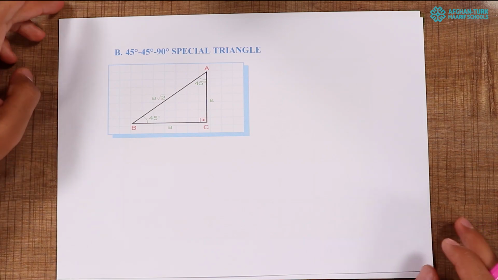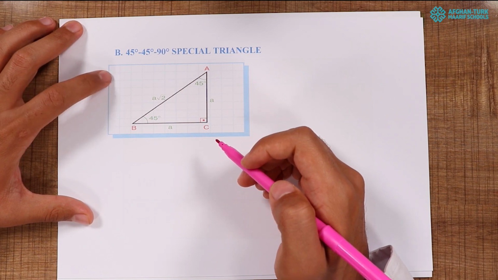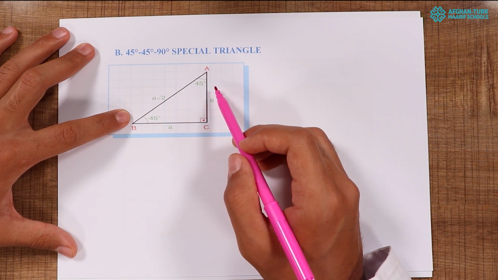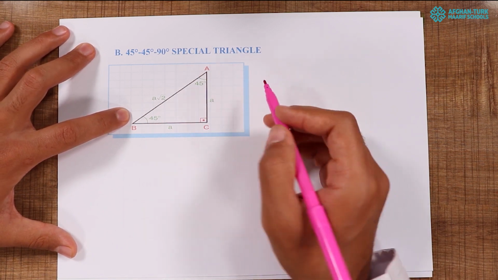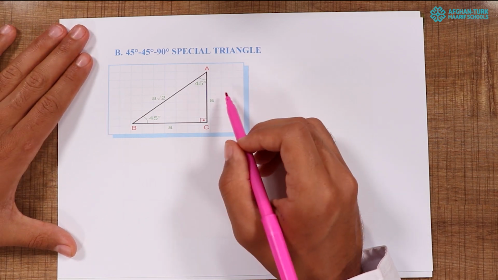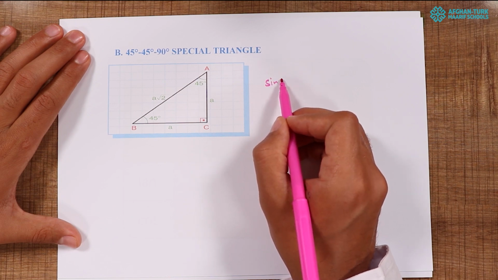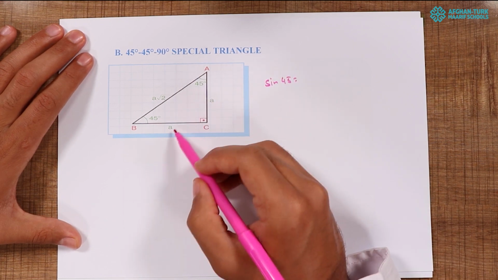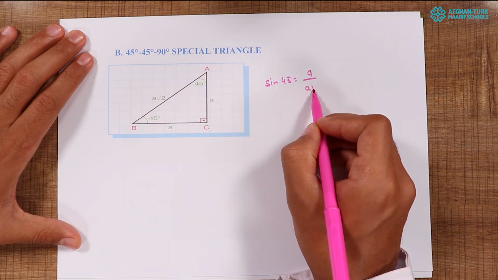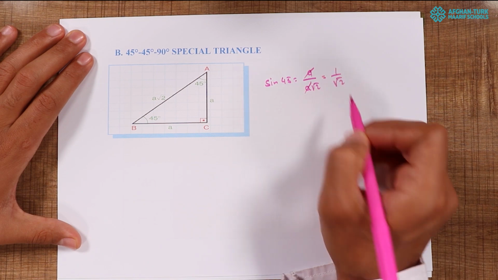And also we have another special triangle of 90, 45, 45. In order to find the sine, cosine and tangent of these angles, we act like the previous question, the same as the previous special triangle. Sine 45 is equal to opposite over hypotenuse. It means a over a square root of 2. A cancels with a, equals 1 over square root of 2.